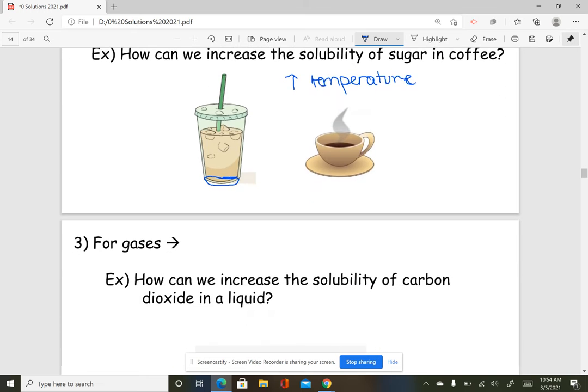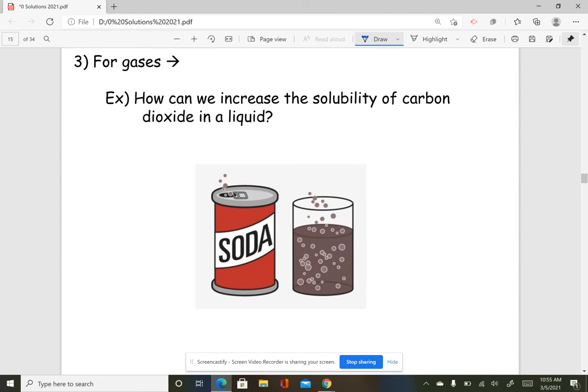All right. Now, for gases, it's actually the opposite. What we want to do is decrease temperature. And you might be thinking, that doesn't make sense because when water is warm, it has more room in it. That's true, but when you think about gas, it naturally wants to spread out. And if there's an opening at the top of the container, it wants to leave, right? So when we talk about dissolving gas in a liquid, think about your soda, right? You want to keep the bubbles in. So if your water is cold, the water molecules are going to be closer together and it's going to be better for holding that gas in and keeping it down.